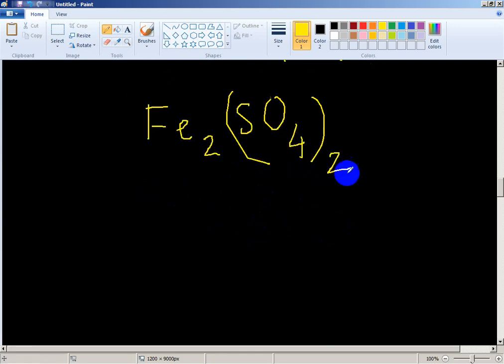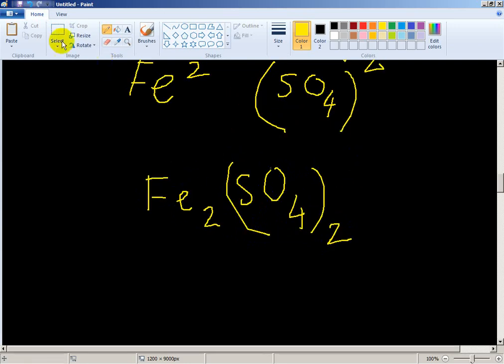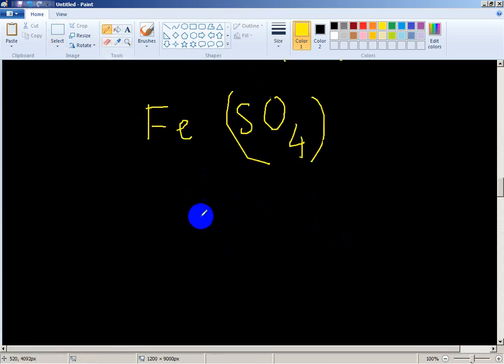Okay, here 2 and 2 are the same, so we'll cancel 2. Here we'll cancel 2 and cancel 2. Now we don't need to write the bracket again. So the iron 2 sulfate formula is FeSO4. This is the iron 2 sulfate formula. Okay.